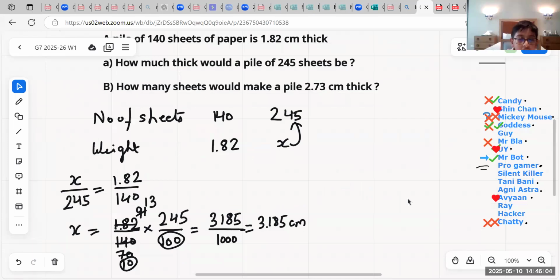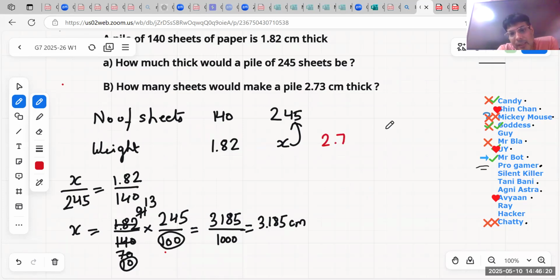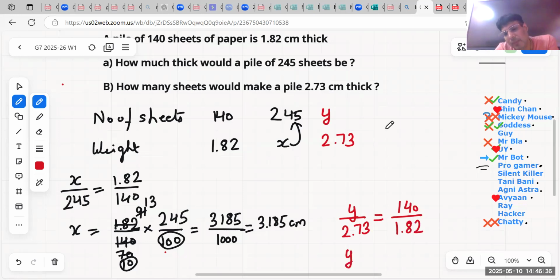Understood. So can we remove the decimal point, like add two zeros to everything? बेटा, I divided by 100 ना, remove the decimal point के लिए. Yes, sir. And can you do like that also? Yes, we can do like that. Next is 2.73 and this would be y. So again I can do the same thing. y upon 2.73 is equal to 140 upon 1.82. So y will be equal to 140 upon 1.82 into 2.73.